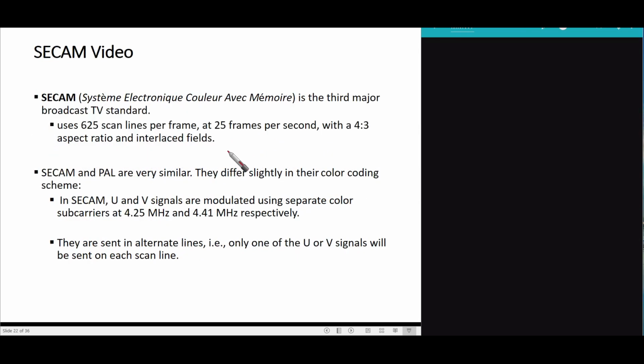So also, you see, SECAM is another standard, which stands for sequential color with memory. This kind of abbreviation they use.